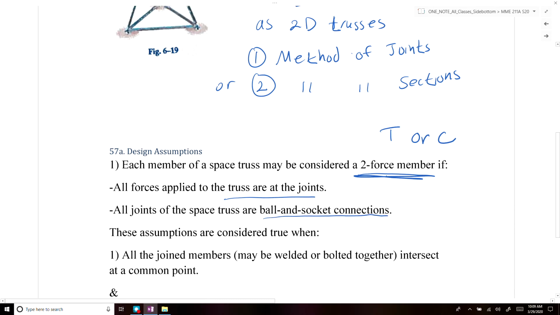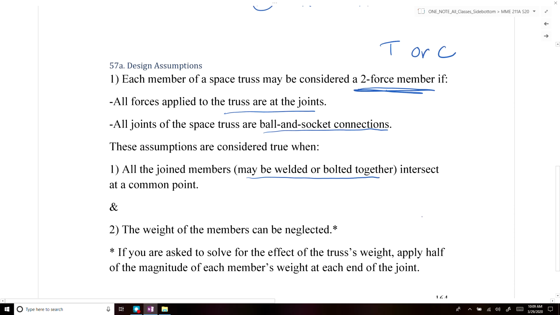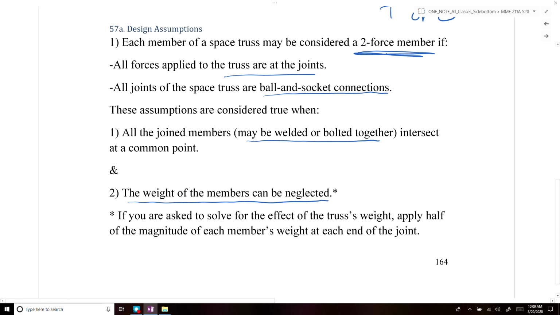These two assumptions are valid if all the members on a truss, even if they are welded or bolted together, intersect at a common point, or they're concurrent, and if you can neglect the weight of the members. There may be some cases where you can't neglect the weight of the members, but to get around that, you can apply half of the magnitude of each member's weight at the end of the joints, or at the end of the members. So very similar assumptions to what we made for 2D trusses, except now instead of having pins at each of the connections, we have ball and socket joints.